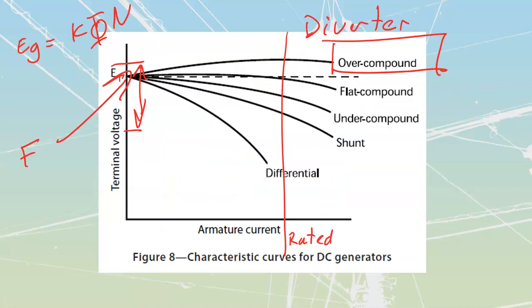The end of the line, how far I'm going to compound, is going to be set by that diverter. If I divert a lot of current around the series field, I'm going to drop this thing. I'm going to take it down all the way to, oops, sorry, I went too far there. If I divert a lot of current, I'm going to go to under compound. If I don't divert very much current at all, I'm going to go to over compound.